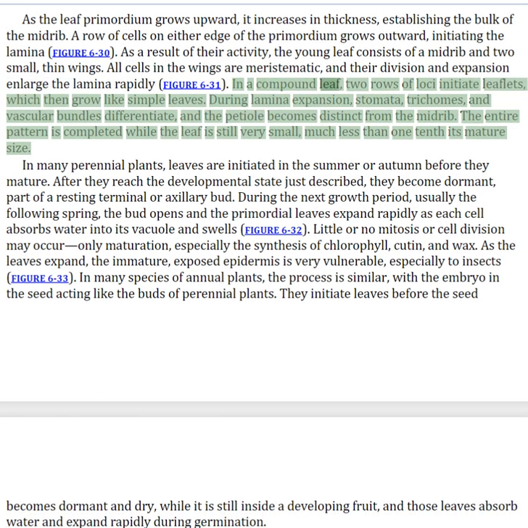In a compound leaf, 2 rows of loci initiate leaflets, which then grow like simple leaves. During lamina expansion, stomata, trichomes, and vascular bundles differentiate, and the petiole becomes distinct from the midrib. The entire pattern is completed while the leaf is still very small, much less than 1/10 its mature size.